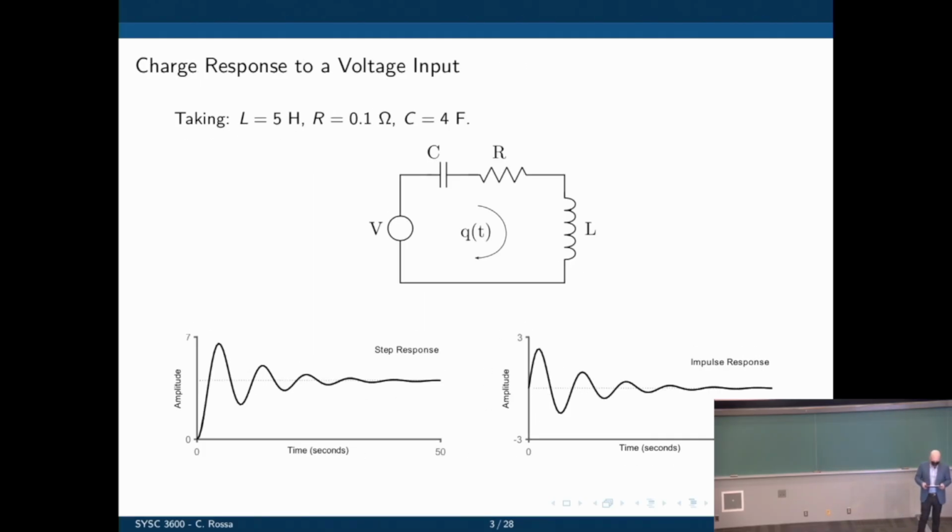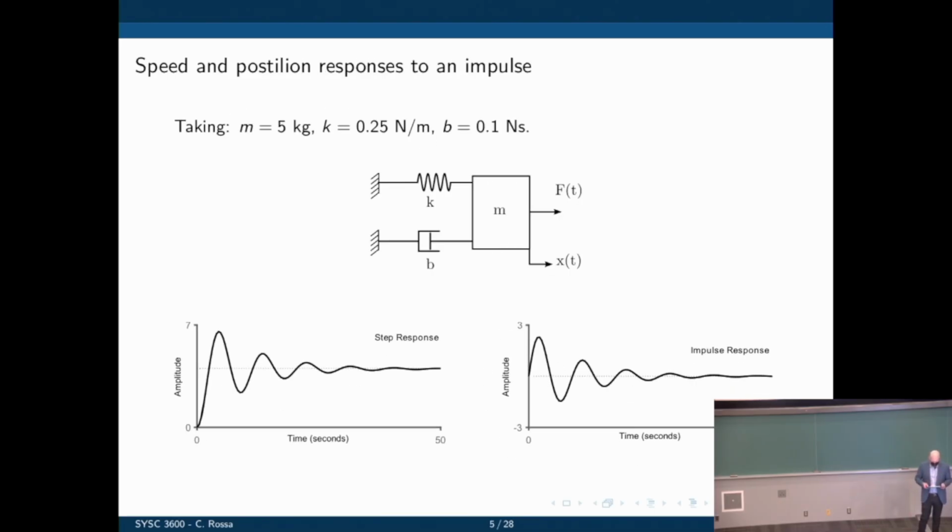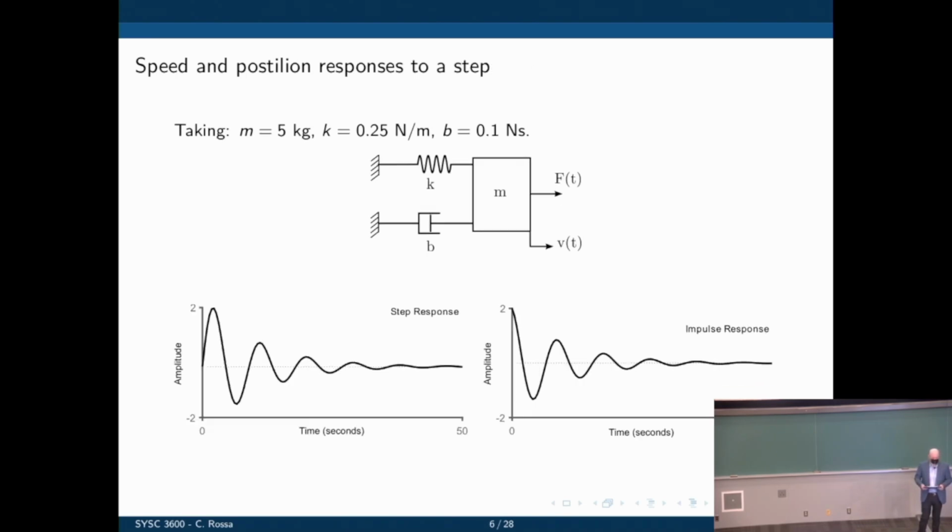Let's go back to the charge: same graphs, same behavior for the inputs, step and impulse. And here is the equivalent in the mechanical system, same sort of behavior. Now let's move on. Let's take the same system, and now let's look at the speed as the output, which is the derivative of position. Same system, same inputs, different output. What do we see? Well, the speed in a steady state, when everything settles, goes to zero.